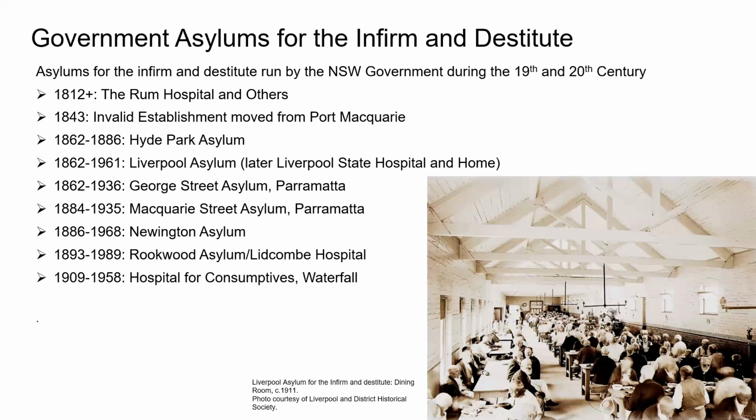Then we see these other asylums being established, Hyde Park, Liverpool and Rookwood. With the exception of Hyde Park, we do hold records that were created by these asylums. However, the records do vary for each asylum.